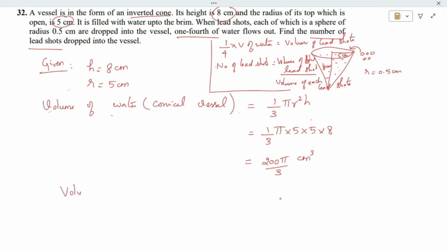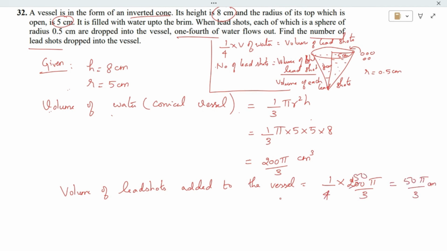So let's do that. The volume of lead shots added in the vessel is equal to 1/4 of the volume of water, that is 200 pi by 3, isn't it? So that is equal to, if I cancel, 50 pi by 3 centimeter cube. Now I need to find the volume of each lead shot.